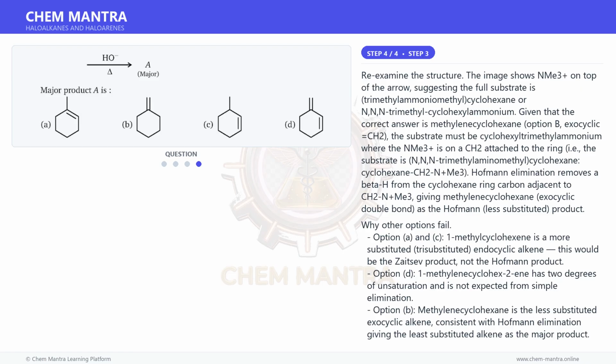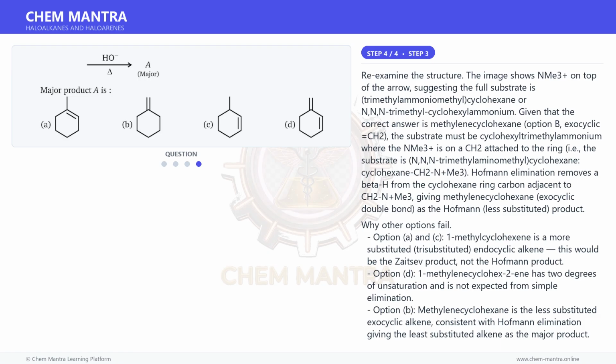Why other options fail? Options A and C: 1-methylcyclohexene is a more substituted, trisubstituted, endocyclic alkene. This would be the Zaitsev product, not the Hofmann product. Option D, 1-methylcyclohexadiene, has 2 degrees of unsaturation and is not expected from simple elimination.